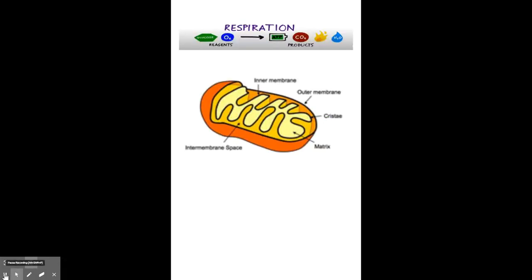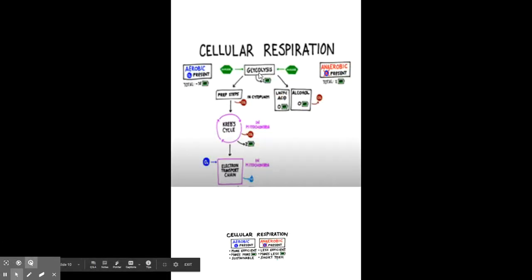In eukaryotic cells, respiration happens in the mitochondria. And the mitochondria is an organelle that has an inner membrane and an outer membrane. The very middle space is called the matrix, and these little bumps are called the cristae. There are 2 different forms of respiration. If oxygen is present, we say that it's aerobic. And if oxygen is not present, we say it's anaerobic.